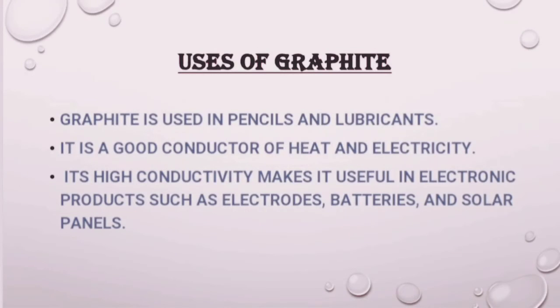Now what are the uses of graphite? Graphite is used in pencils and lubricants because graphite is soft and slippery. It is a good conductor of heat and electricity. Because of its high conductivity, it is useful in making electronic products such as electrodes, batteries and solar panels.